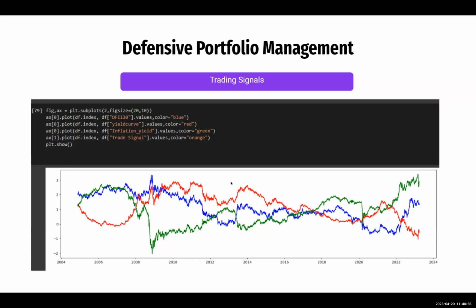As you can see, this is a visualization of the trading signals. We have a red curve indicating the U curve, the green curve indicating the stagflation signal, and the blue curve indicating the 20-year bond yield.